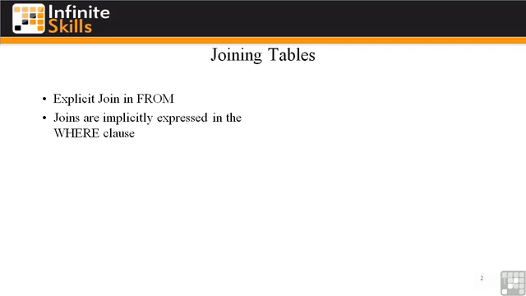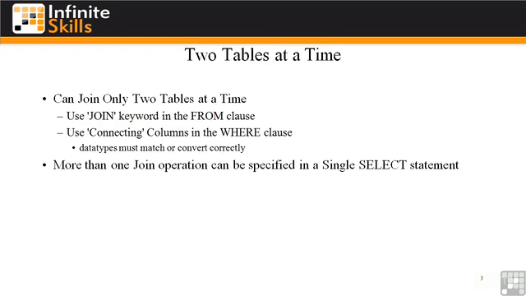However, if you happen to see a select statement that shows a connecting column in a where clause, that's what they're doing. They're joining. But from now on, we want to use the explicit form. You can only join two tables at a time, and you use the join keyword in the from clause, as I was mentioning. The second bullet down here, the connecting columns in the where clause, is the old legacy way to do it, and you shouldn't use that any longer.